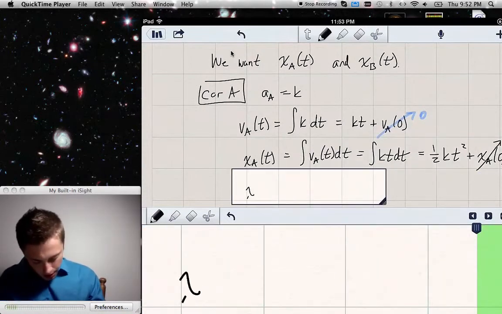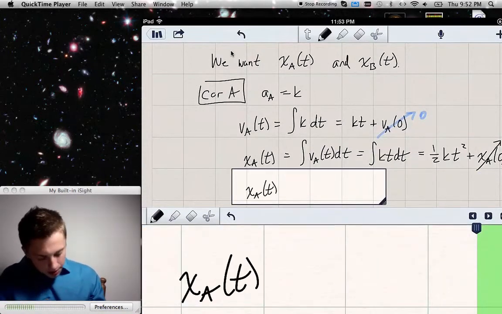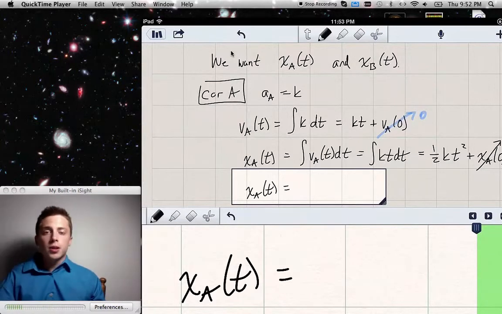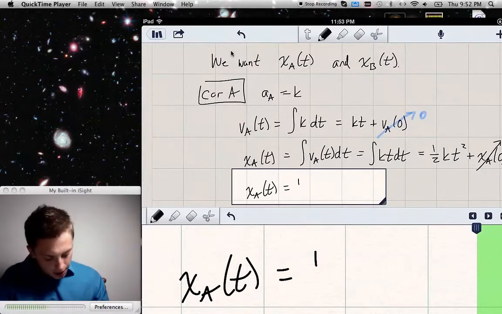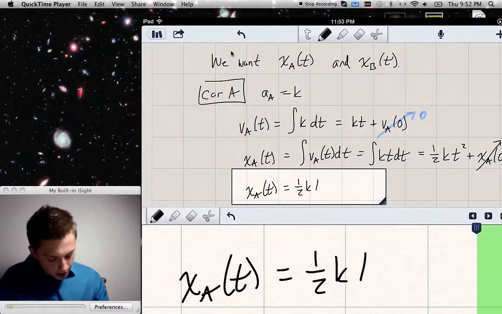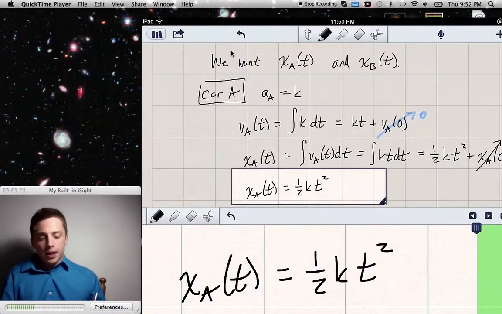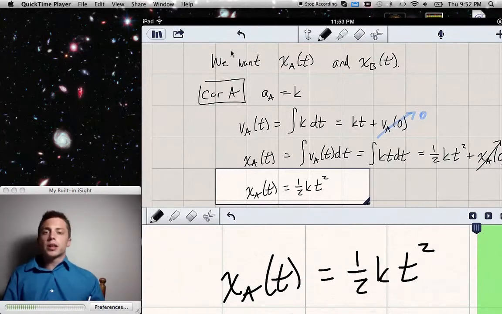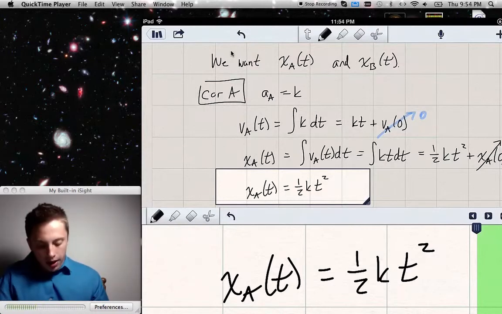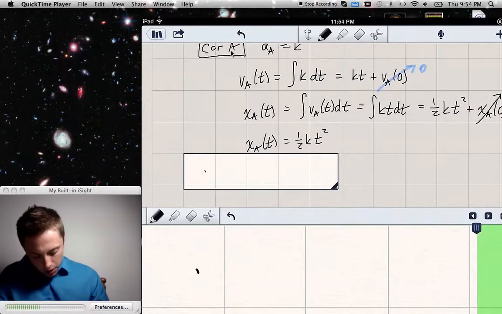So in summary, at any time t, the x-coordinate of car A is given by 1/2 times k times the time squared. So at 1 second, we can plug in 1 for t. Knowing k, we can then calculate the x-coordinate of car A at 1 second, 2 seconds, 3 seconds, or any time after that. So this gives us complete information about where the car will be at any time t. But this is just for car A. We also need car B's motion.